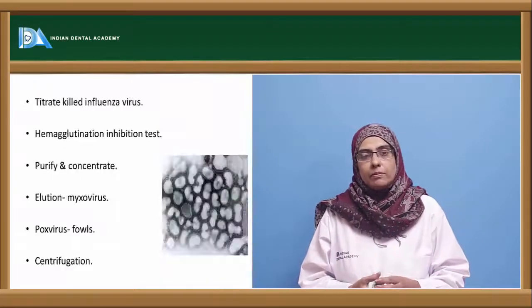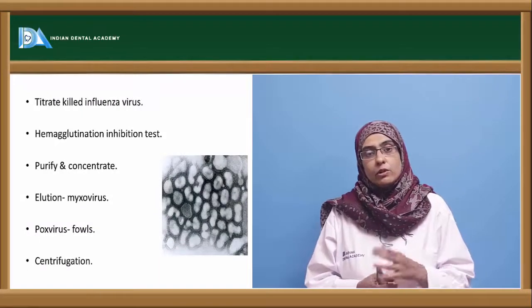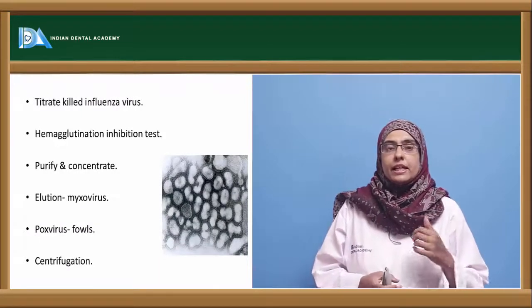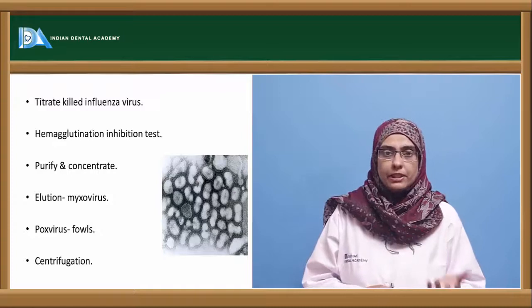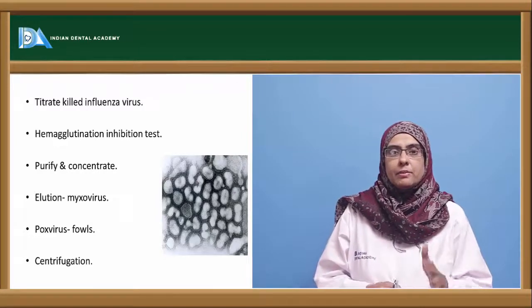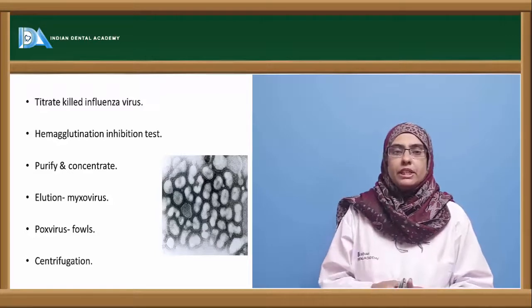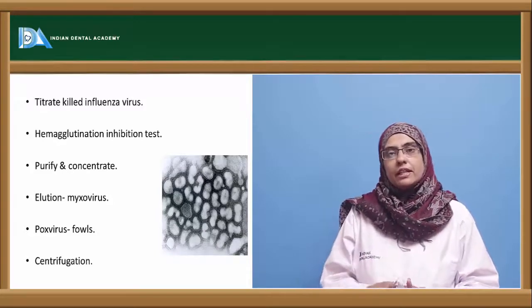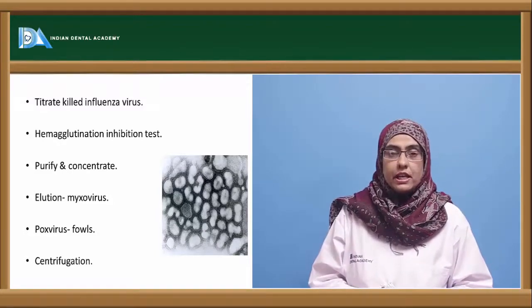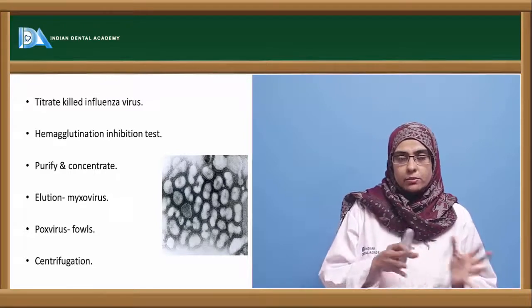Now apart from that, this hemagglutination titer can also be used to titrate the killed influenza virus, because the ability to cause agglutination still remains in the killed influenza virus. So you can make use of this hemagglutination titer to titrate even the killed influenza viruses. Now this is about detecting the organism.